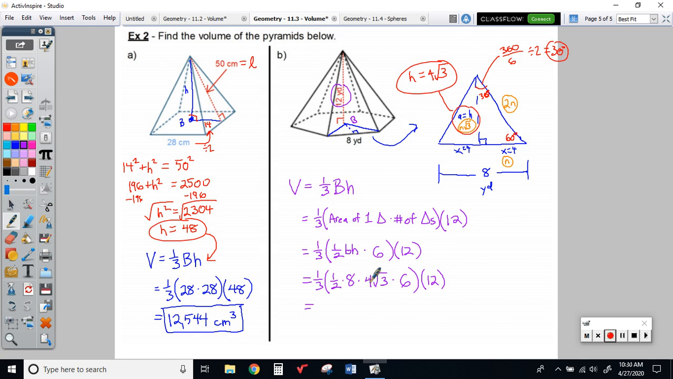And then 8 times 4 is 32, and 32 times 12 looks like is 384. I got that right. 32 times 12, yeah. So that would be that times the square root of 3. This would be an exact answer. Units were given in yards, so you could say YD or YDS cubed, and round it off to the nearest tenth, 665.1 yards cubed.